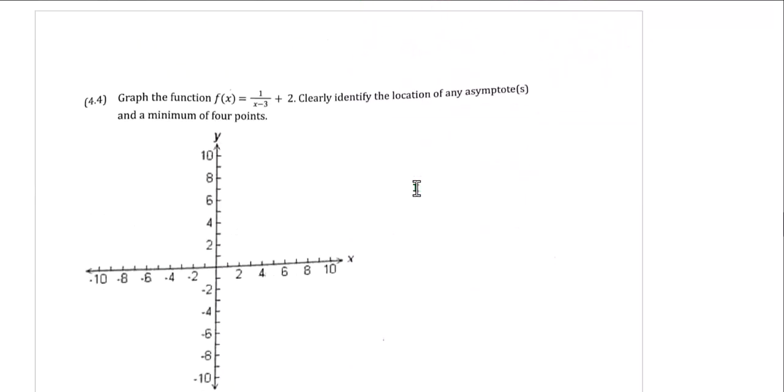Next, we are graphing this rational function, and we need to identify the location of asymptotes and plot a minimum of 4 points. The parent function here is obviously 1 over x, but we've got some transformations. We're also going to have a left-right translation here. This is a rightward shift of 3 units. This is an upward shift of 2 units.